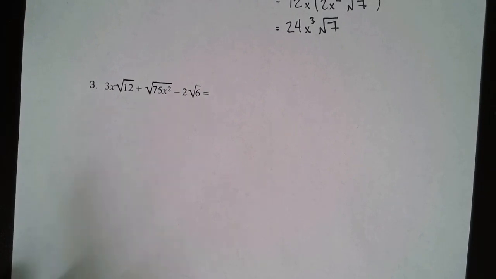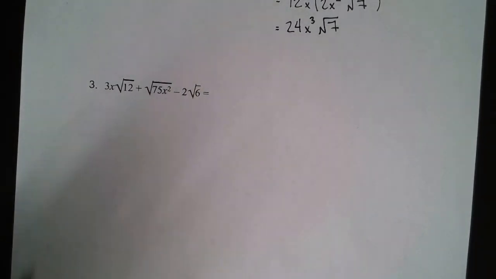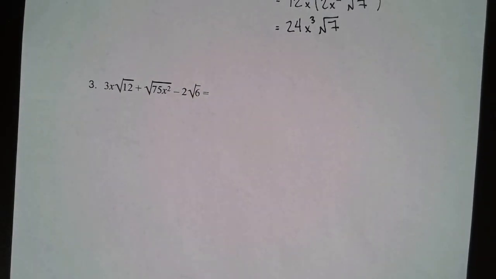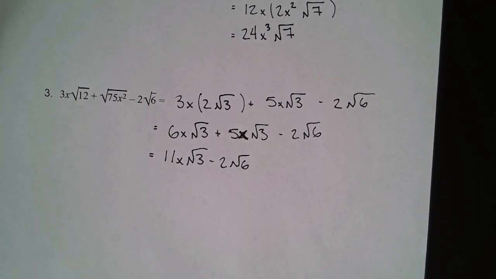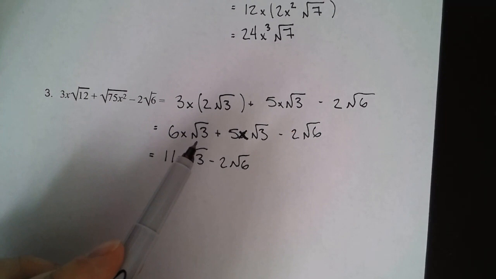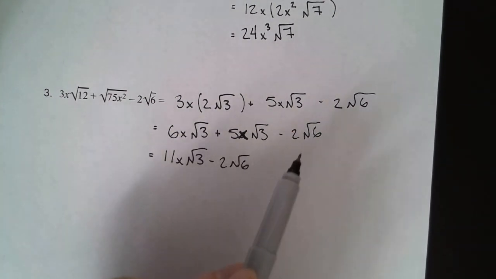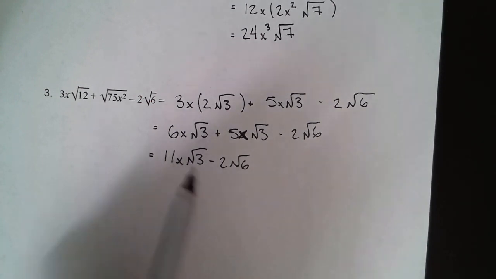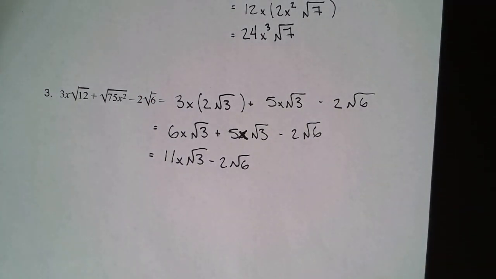I'm going to go ahead and pause the video, try this one on your own, simplify the radicals, and combine like terms. All right, this is what I got. I was able to simplify these first two terms into 6x root 3 plus 5x root 3. This root 6 does not simplify at all, so we cannot combine that like term in the end. There you go.